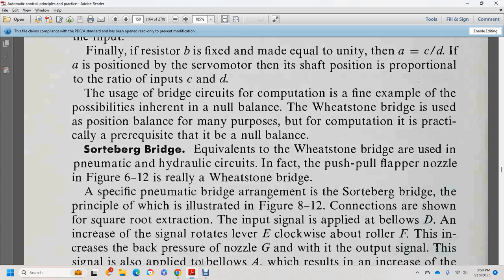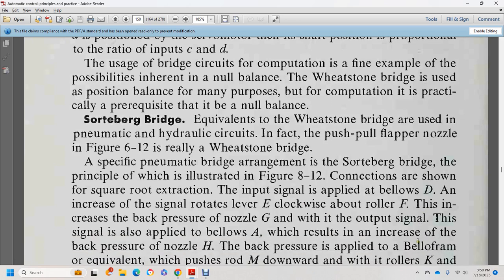Display with the pneumatic bridge arrangement of Sortberg bridge for the principle that will be illustrated in figure 812, with connection shown with a square root extractor. The input signal is applied to the bellows D and increases, rotating the lever E clockwise about the roller F and increasing the back pressure for the nozzle G with the output signal. This signal is applied to the bellows A, with the result of the increase of the back pressure for the nozzle.